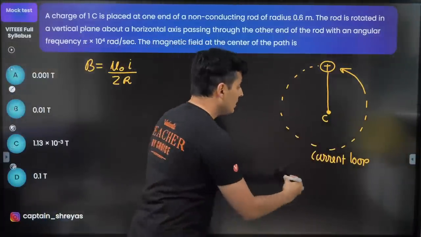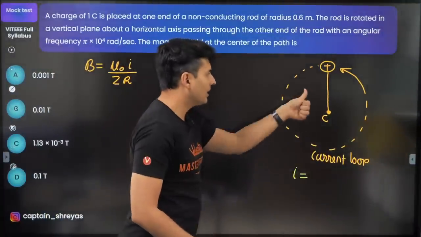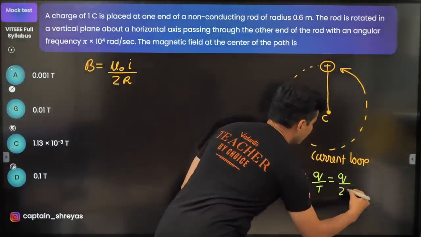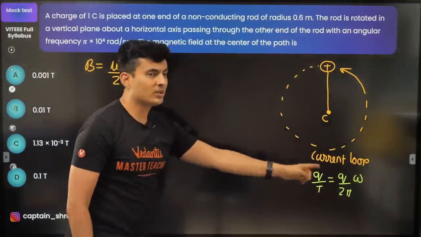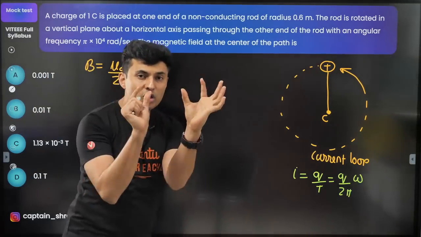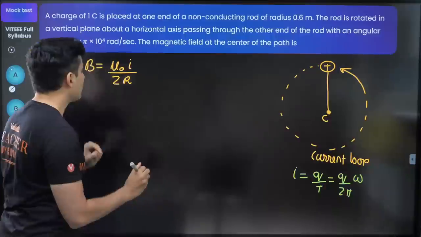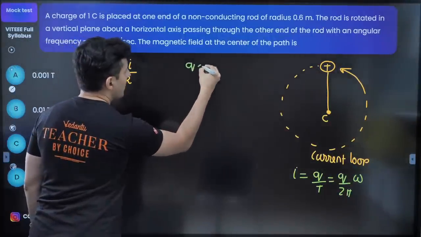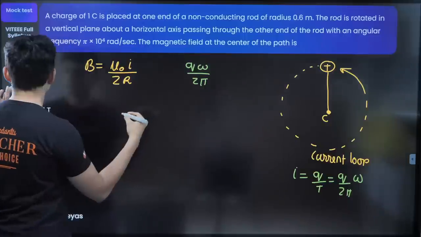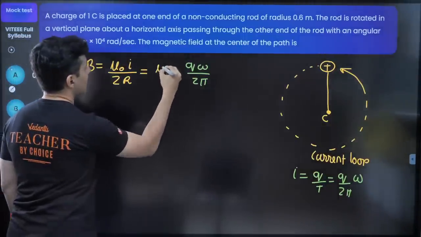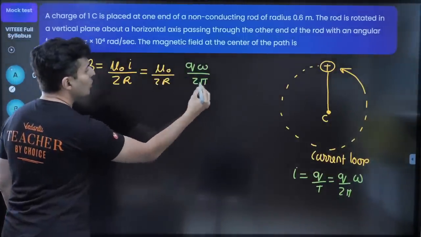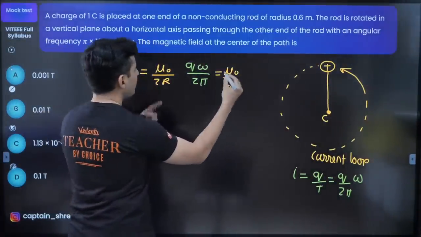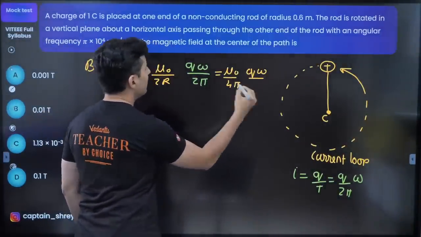The current carrying loop equivalent will be nothing but the charge which is flowing by the time period, and the time period is nothing but 2 pi divided by omega. So time of circular motion is 2 pi by omega, standard formula. So put that current value over here, which is nothing but q omega by 2 pi, rest of the things as it is, mu naught by 2r. 2 into 2 is 4, so this is going to be mu naught by 4 pi. You will have q into omega divided by r.